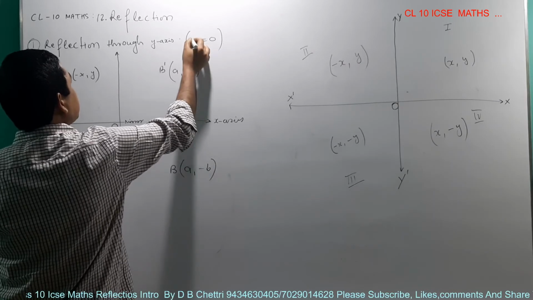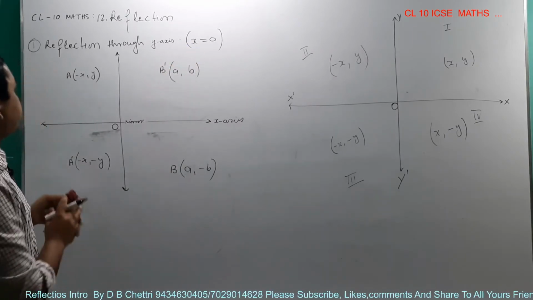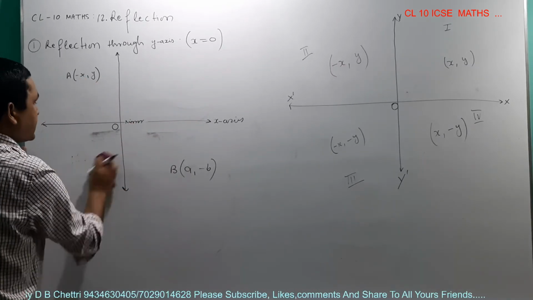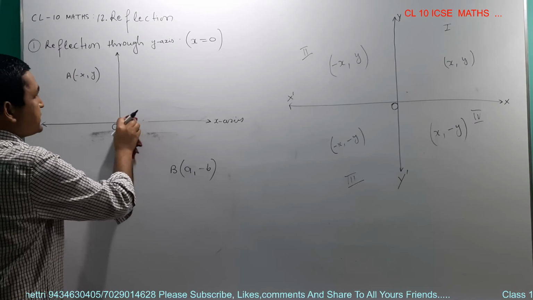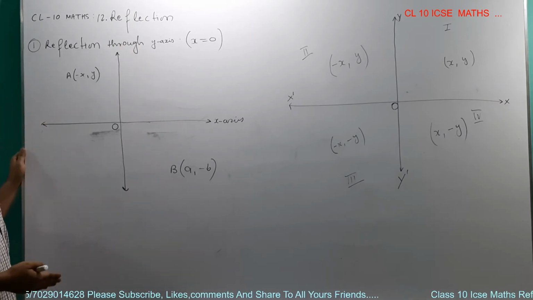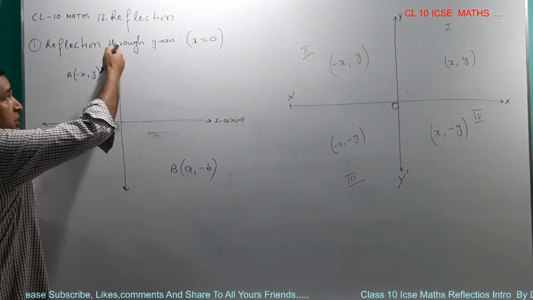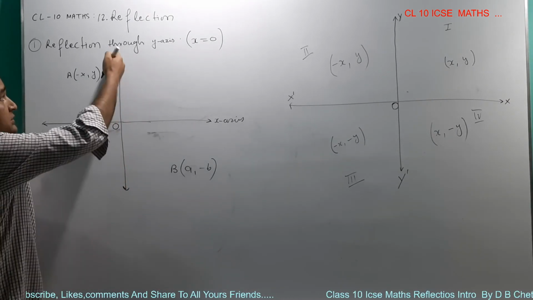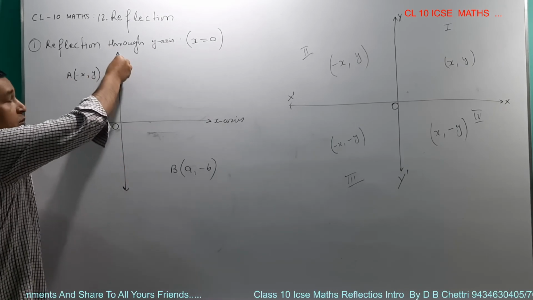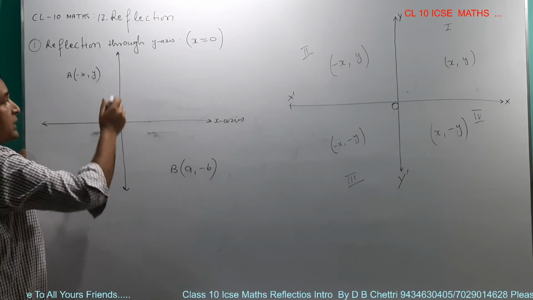Reflection through the y-axis. Sometimes they say in the case of the y-axis, x equals 0. This is a very important point. Now in this case the mirror changes to the y-axis. That means this vertical line is the mirror. The x-axis means the horizontal line is the mirror, and the y-axis means the vertical line is the mirror. Now suppose this is the object, and the mirror is here. When is the image of this object formed when reflected through this vertical mirror?